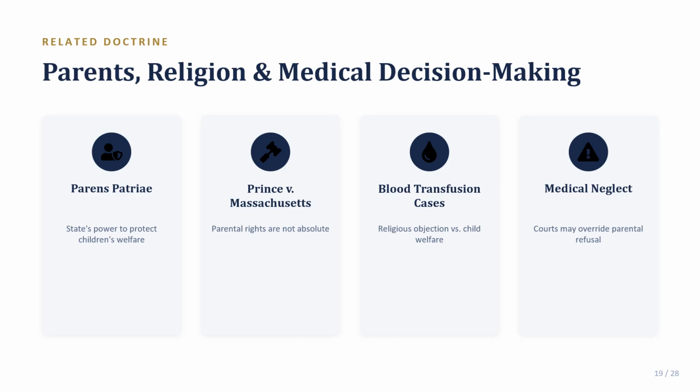Then you have Prince versus Massachusetts, and that established a key limiting principle for our purposes today, which is that parental rights, including rights grounded in religious belief, are not absolute. Okay, so the state retains authority to intervene when a child's welfare is genuinely at stake, even against a parent's sincere religious or personal objections.